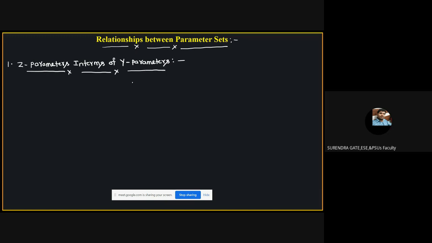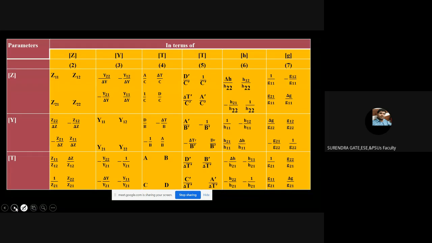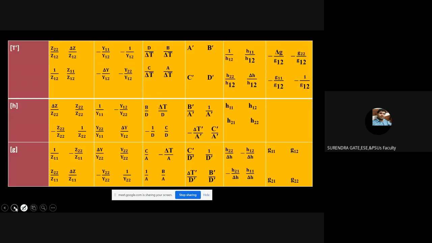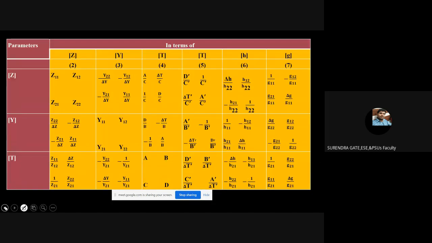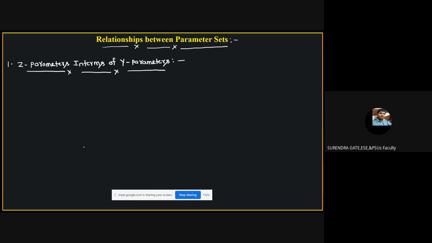One method is, here I am giving the tabular column. You can try to memorize this, or otherwise you can try the method I am explaining here. Whichever you feel is convenient, you can follow. Z parameters in terms of Y parameters. That means you want to calculate the Z parameters by knowing the Y parameters.